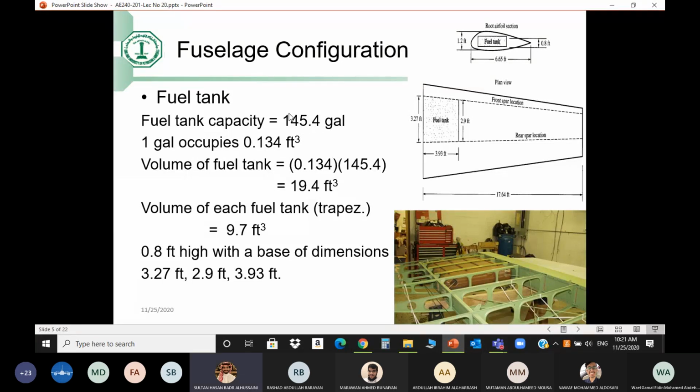Okay. The only thing that we do in this slide is we are taking that volume and we are converting it into 3 dimensions of the fuel tank. That's the only thing we are doing. Okay. Any other question?